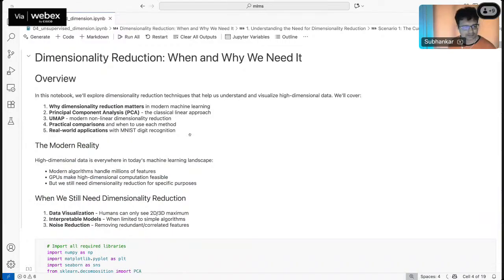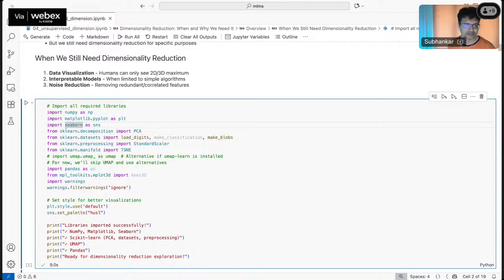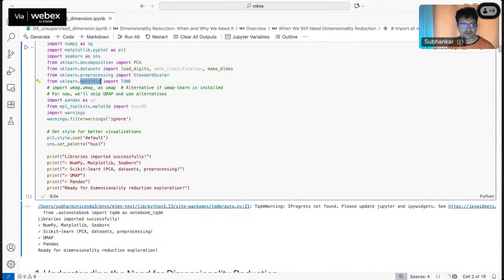Okay, this is again a notebook. I will share it also. The only thing you have to learn here is that PCA is there in sklearn. t-SNE is also there in sklearn. PCA will be under decomposition, t-SNE will be under manifold. But UMAP comes from another package called umap-learn, so you have to install this one.